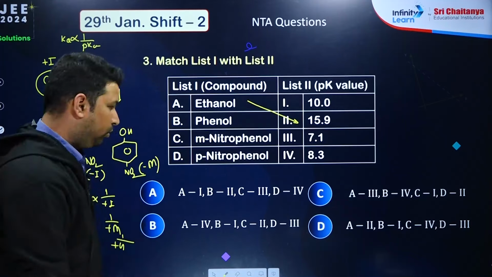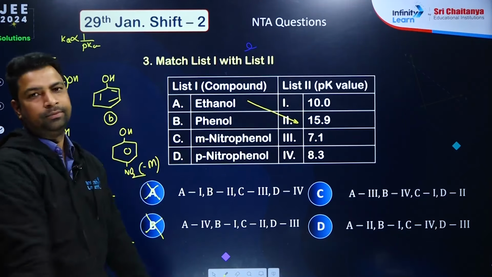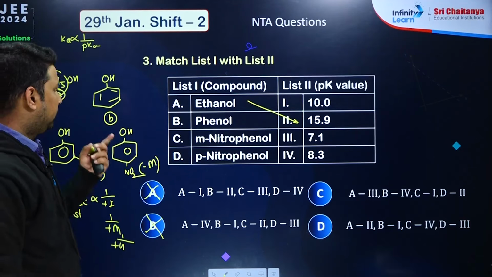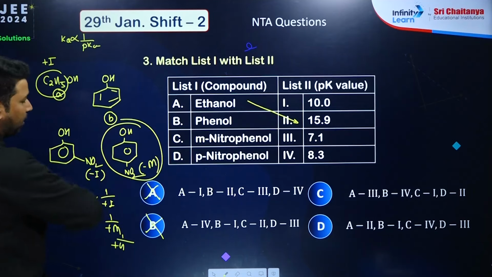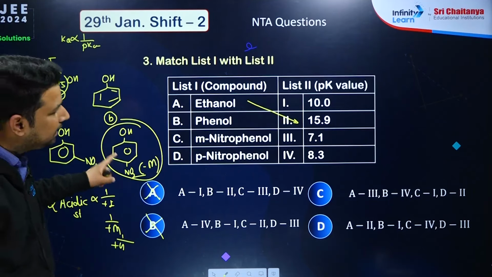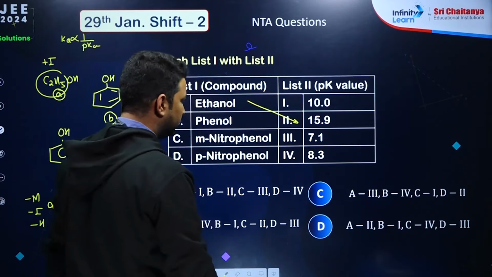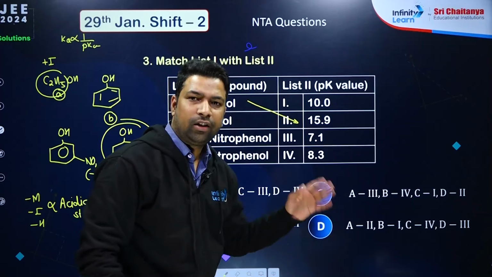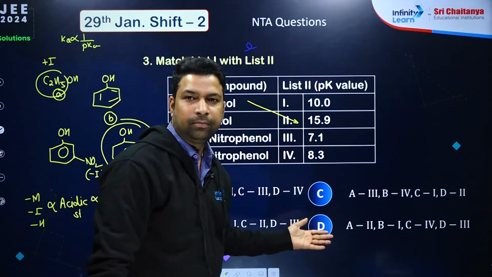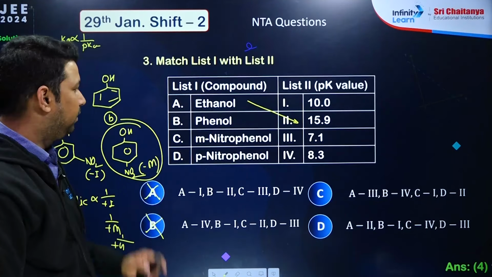Okay. So option B and option A are rejected. Then who is most acidic? Obviously para-nitrophenol is more acidic, so it has the least pKa value, and the least value is 7.1. So D should be third in option D. So it is not necessary to check every option. You can eliminate options as well. So D will be your right answer. Yes, D will be your right answer.